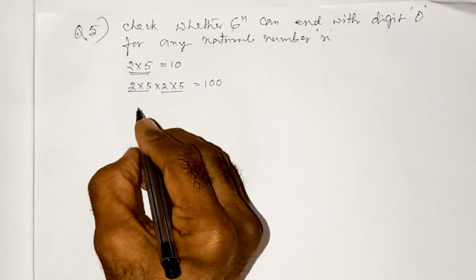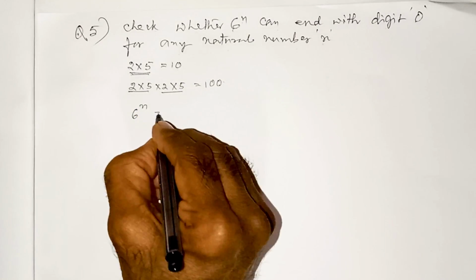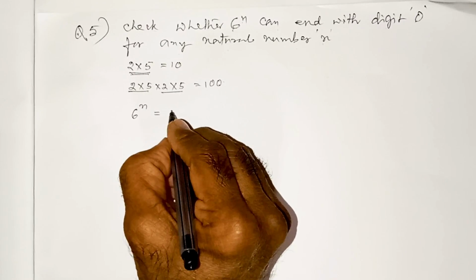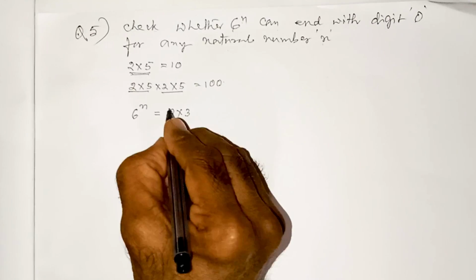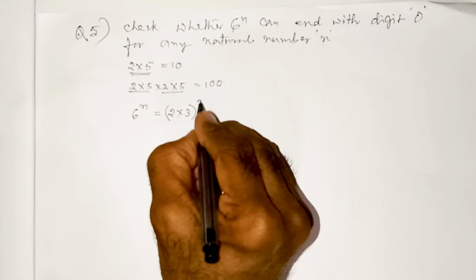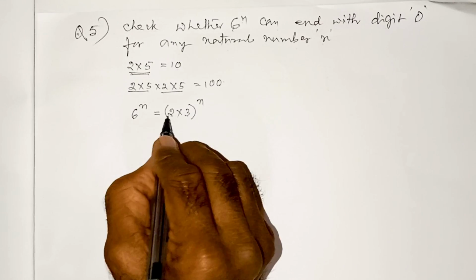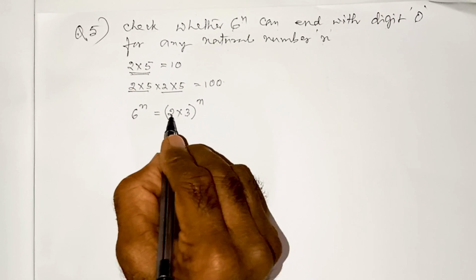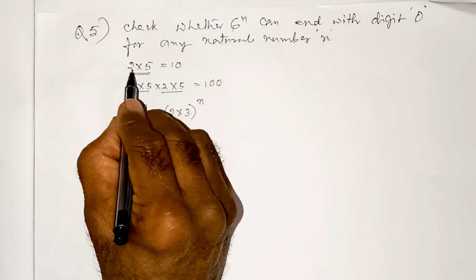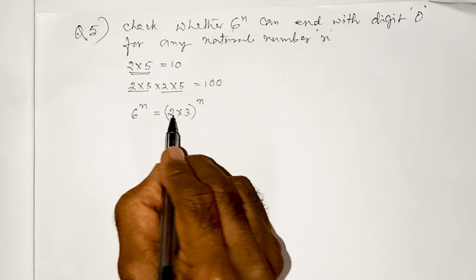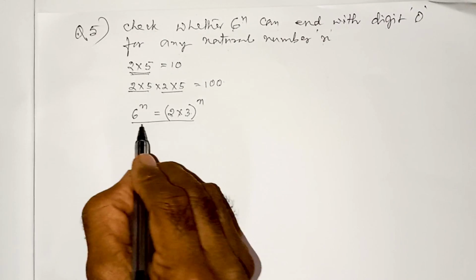But in this case, let us go to the given number 6 to the power n. Factorize 6. 2 into 3. 6 is equal to 2 into 3 whole to the power n. Let n be any number. In the beginning itself, we know that 2 into 3 does not have any pair of 2 into 5, so that the number ends with 0. This itself is the proof.